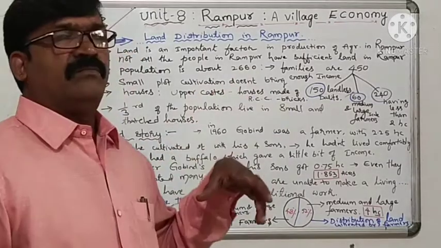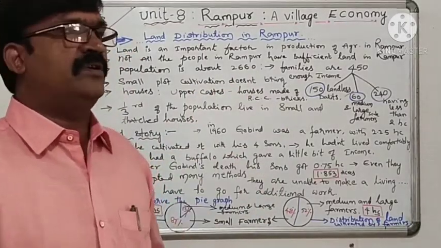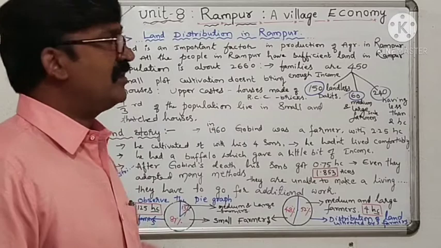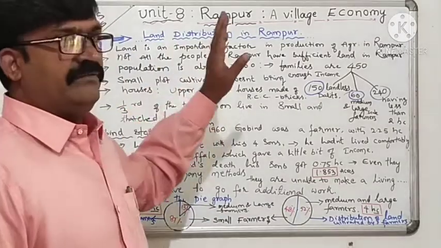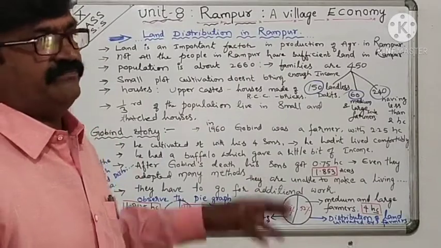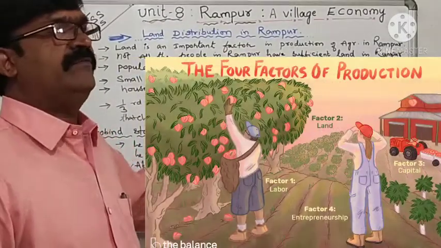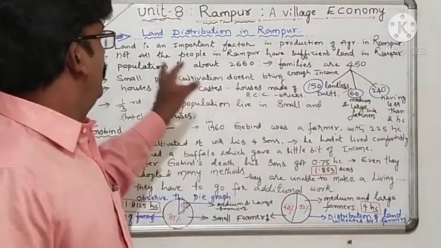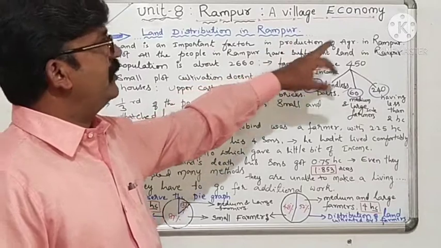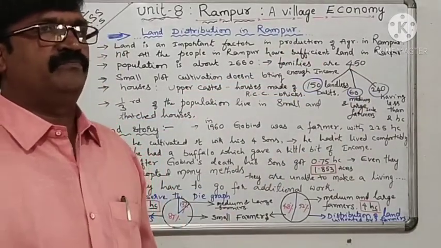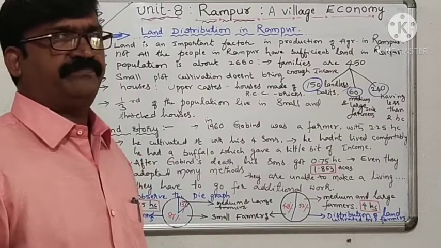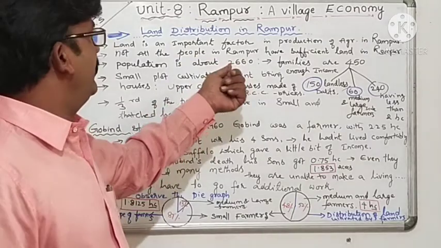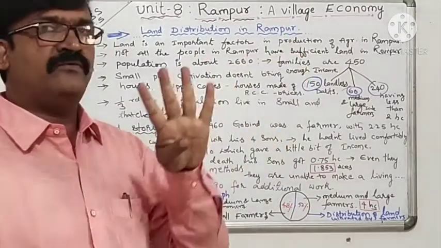Here, most of the people are depending upon agriculture in India as well as in Rampur. From the 4 factors, land is a very important production factor to have a yield. Land is an important factor in production of agriculture in Rampur. We are studying Rampur's economy. So here in Rampur, land is a very important factor among the 4 factors.